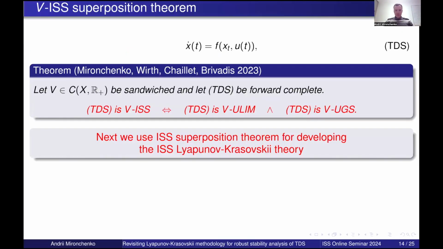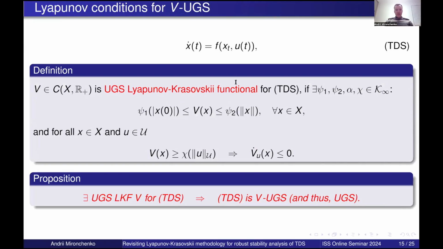Okay. Now, before we proceed to ISS, we take some simpler thing. We would like to characterize this V-UGS. And we say that a continuous function V is a UGS Lyapunov-Krasovskii functional if V is sandwiched, and if V of x is large enough compared to u, then the derivative of V does not increase. Well, we have seen something like that in our observation for zero input. If the input is 0, then this is always valid, and we have always that the derivative of V is non-positive. And we have seen it is then uniformly globally stable for 0 input.